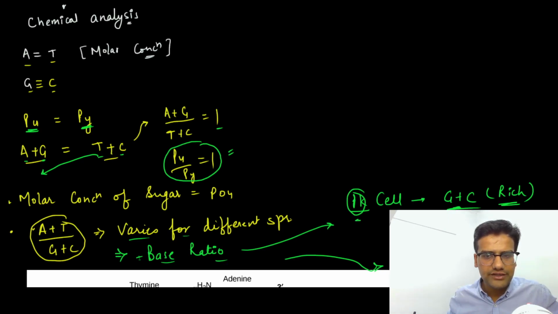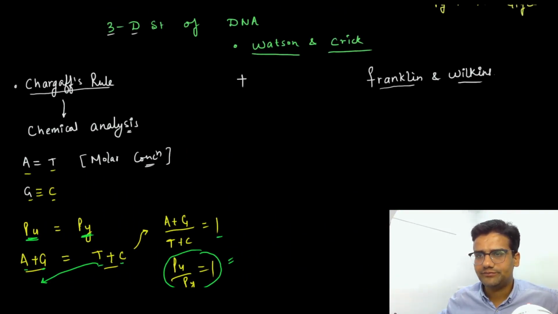In case of prokaryote, it is less than 1 because the prokaryotic DNA GC amount is more. But in case of eukaryote, this is AT rich DNA, and because of the AT rich DNA, the amount of AT is more. That means this amount is more, this amount is less, therefore the value is greater than 1. So the base ratio is clear.